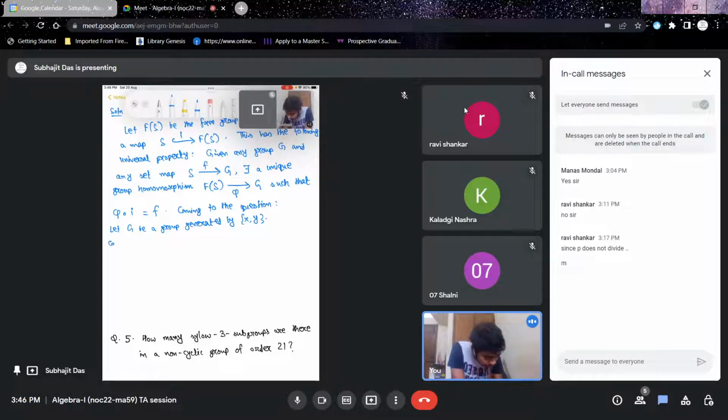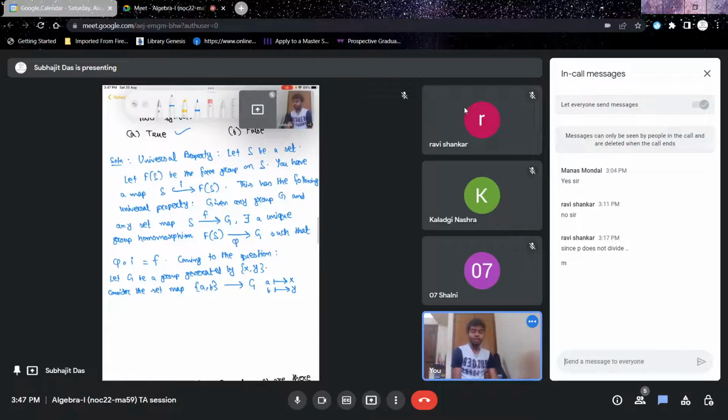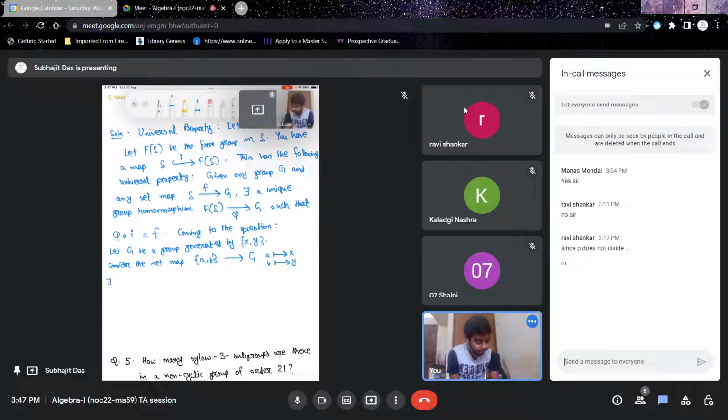So what you do is consider the set map from a set {a, b} into G, which maps a onto x and b onto y. Now, by the universal property of the free group generated by a, b, you know that there exists a unique group homomorphism from the free group F2 into G that extends the original map from {a, b} into G. That is, it maps a onto x and b onto y.